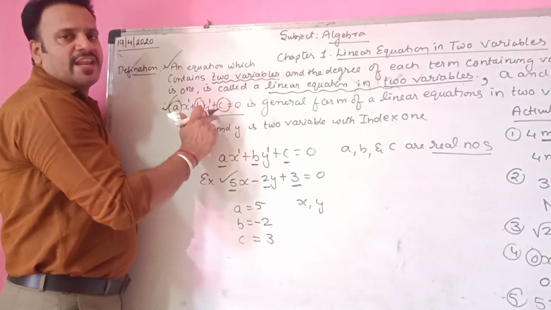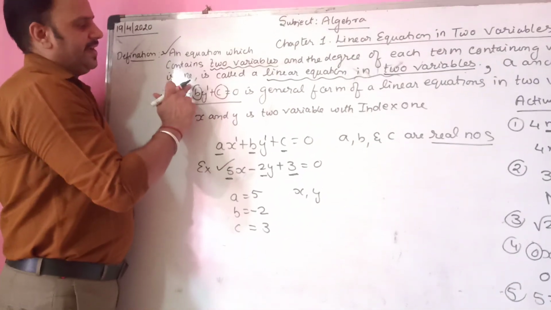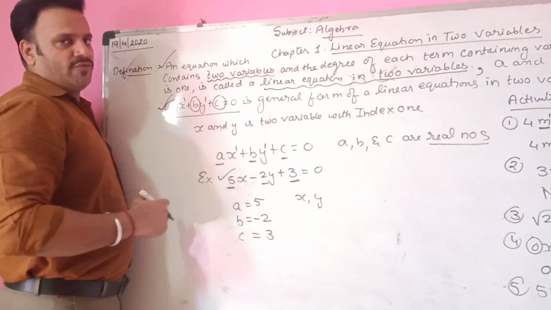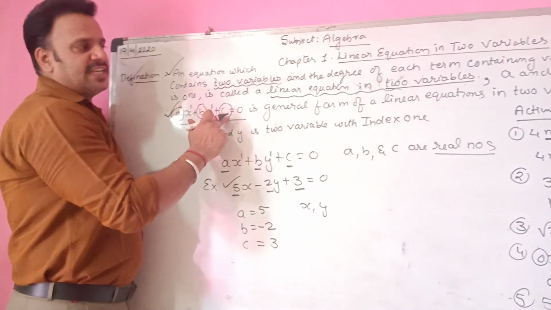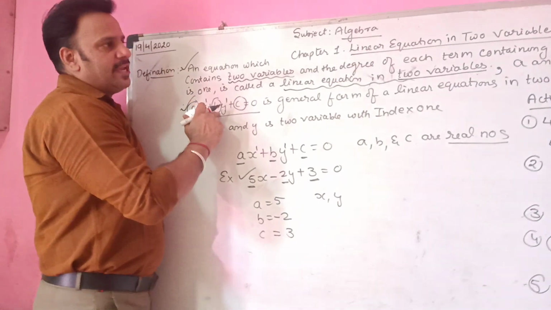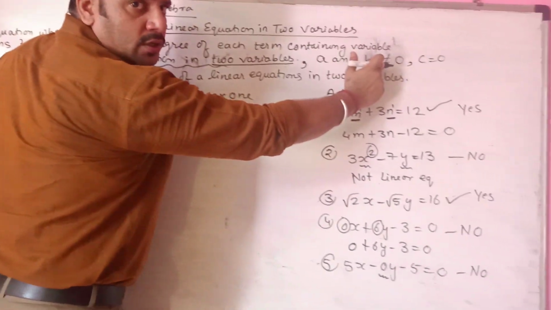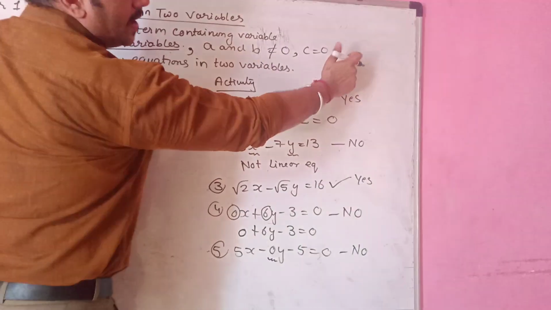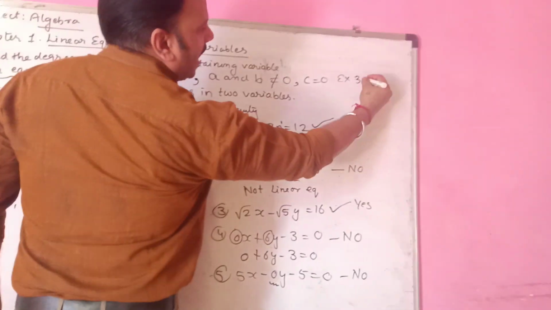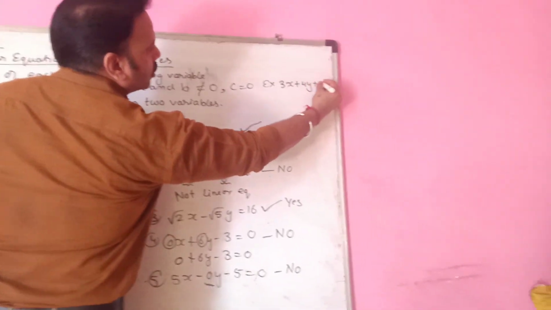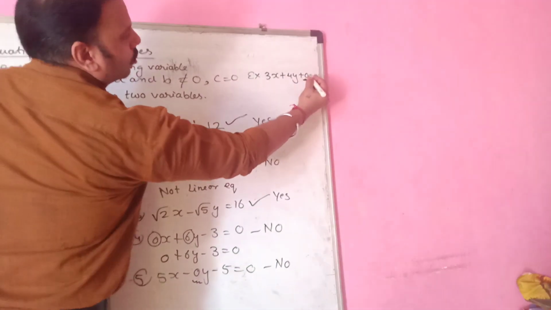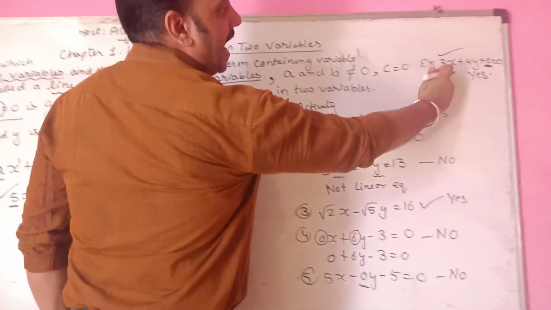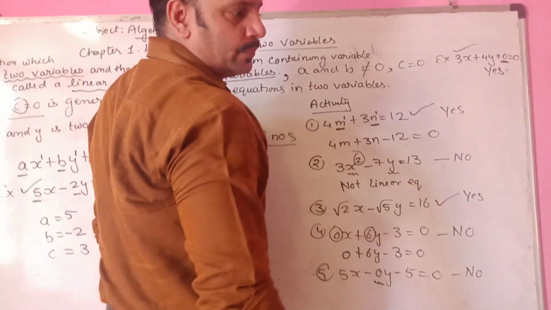And the index of the variable should be equal to 1. So the index is 1. It should not be more than 1. The index should be 1 only. And a, b and c are real numbers, but a and b should not be equal to 0, and c can be equal to 0. An example for this is 3x plus 4y plus 0 equal to 0. So c is equal to 0, and therefore it is a linear equation. But a and b should not be equal to 0.